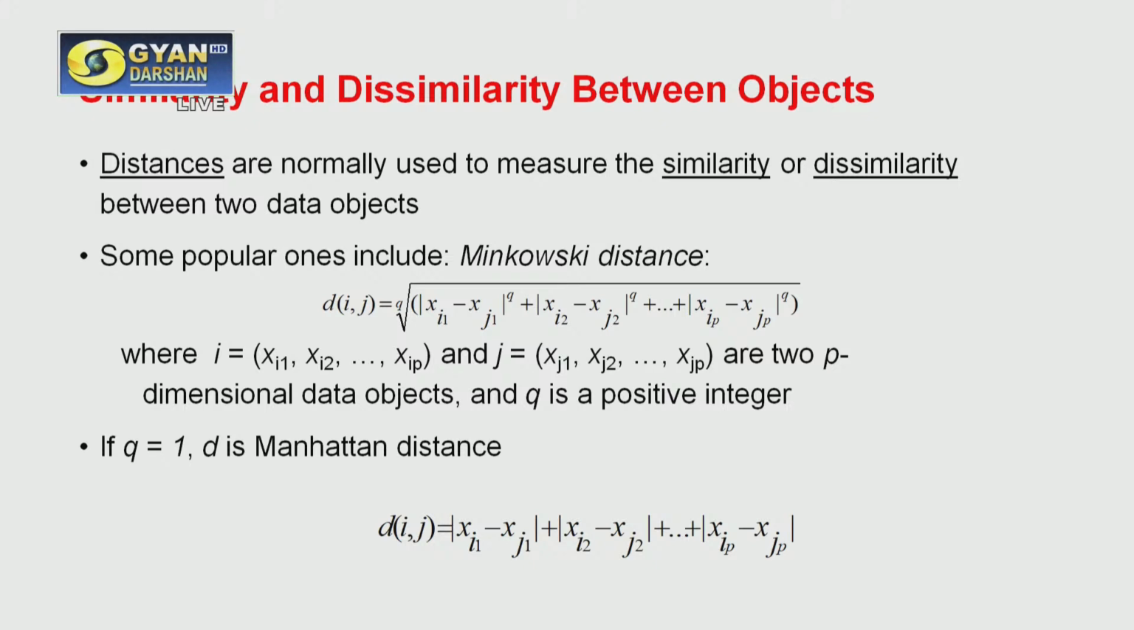So if we define q equal to 1, it becomes the Manhattan distance. That is another popular distance metric. When q is equal to 1, one can find the distance between the two objects i and j using this formula. So the distance between i and j is mod of xi1 minus xj1 plus mod of xi2 minus xj2, till you cover all the points here, right? So this is how you calculate the distance.